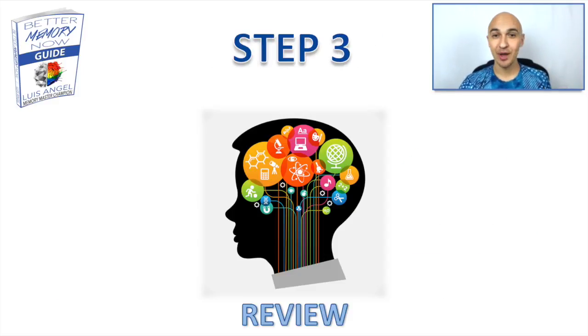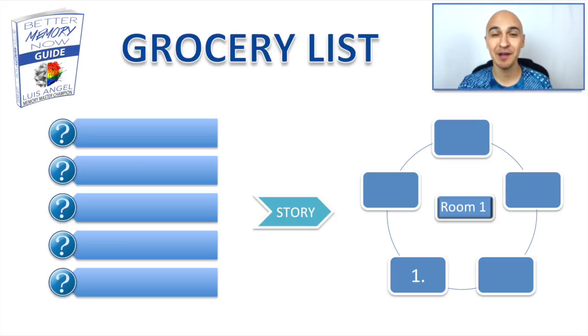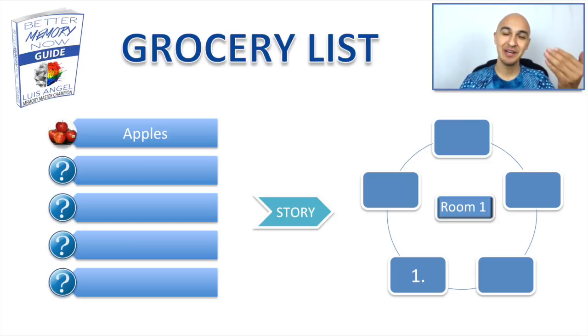Step 3 in this entire process is to review the information that we're memorizing. This is going to cement the information into our long-term memory. So let's go ahead and jump right in. What was the very first thing that we needed to pick up from the grocery store? See the first location? That's right, we need to pick up apples.